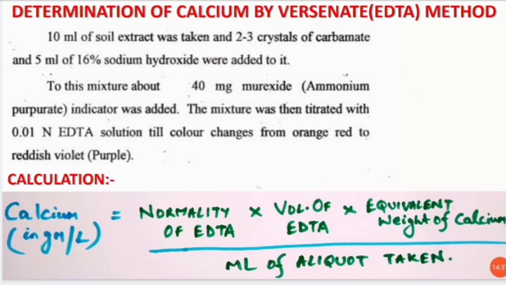So this is very simple, as you have seen in this slide. So note everything down. Let's move to the next slide.